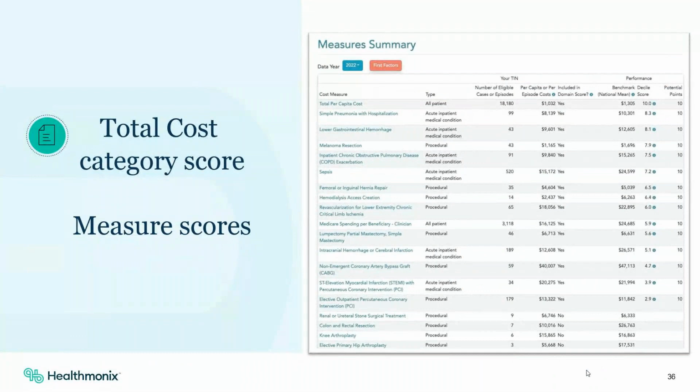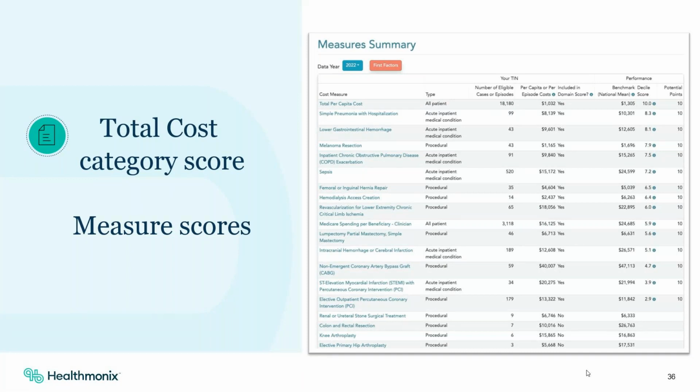So this is what our main screen looks like within MIPS Cost Analytics. Healthmonics is a proprietary program that determines estimated cost scores for our users. So on this page, you can see the benchmark for each measure, as well as your score and how many episodes would be attributed, whether that measure would be scored or not for your practice, and then your point total. Can you talk for a minute, Daniel, about the case minimums? Because I see that some of these have points and some of them don't.